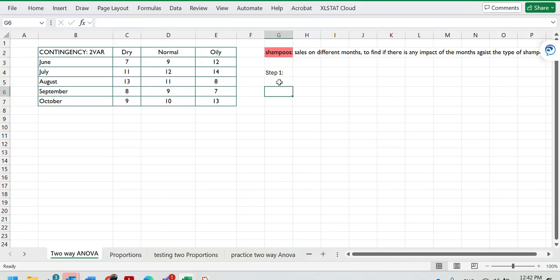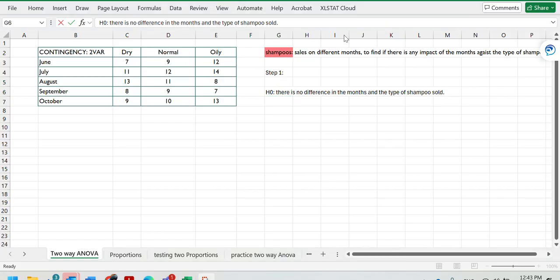So this two-way ANOVA, step one is to write the null hypothesis. In ANOVA hypothesis writing, we don't need to use mu, greater than, less than, nothing like that. Because ANOVA basically is to say whether there is difference or there is no difference. So our H0 can be there is no difference in the months and the type of shampoo sold.